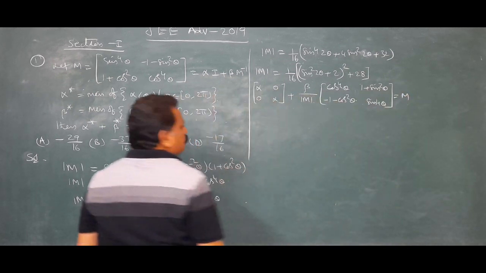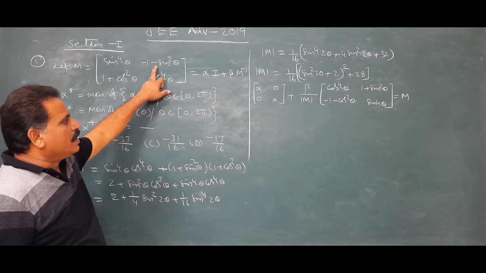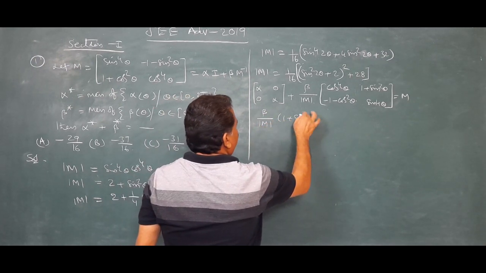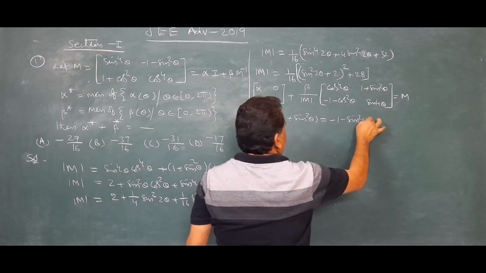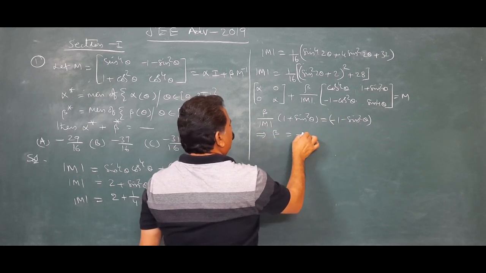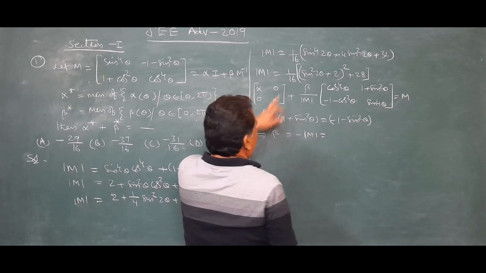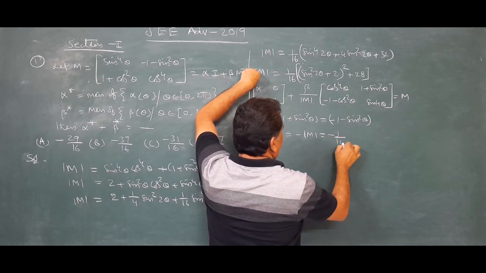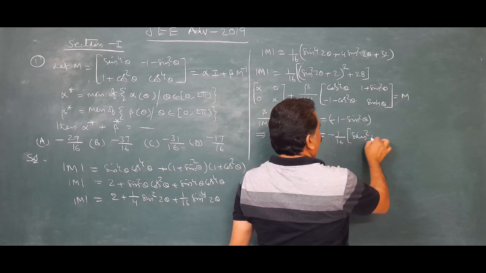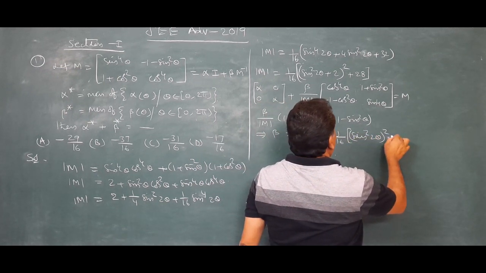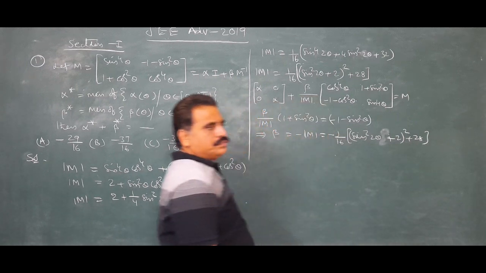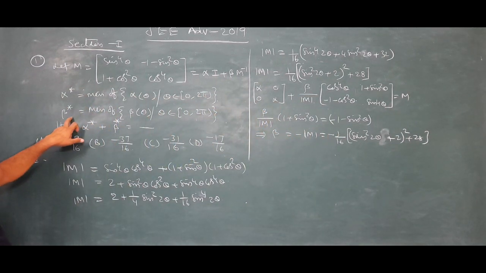Compare both sides. This part, first row second element, that is beta by det M into 1 plus sin square theta equal to minus 1 minus sin square theta, which implies 1 plus sin square theta both sides cancel, we get beta equal to minus det M, that equals minus 1 by 16 into (sin square 2 theta plus 2) whole square plus 28.